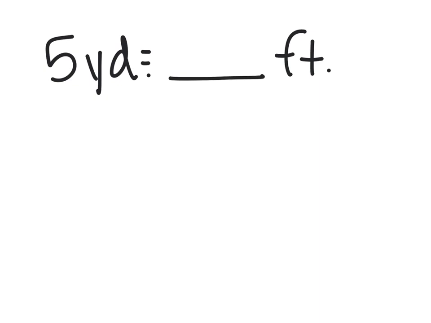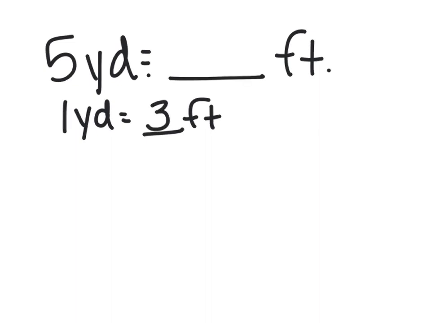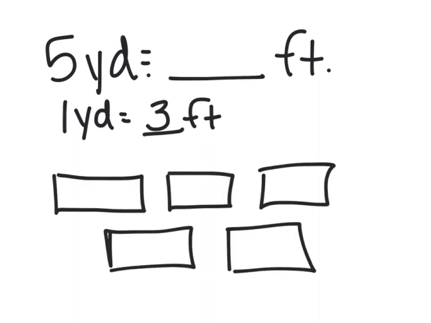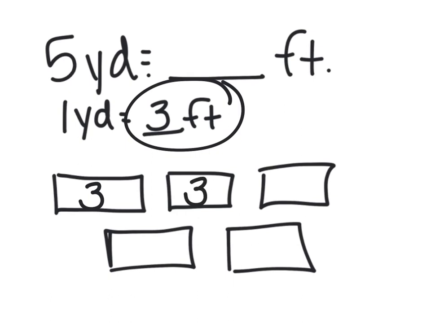Okay, our next problem is going to be 5 yards equals how many feet? Again, we can multiply or we can add. So the main measurement we need to think of is 1 yard equals how many feet? 3. So now we're going to pretend each box is 1 yard. If each box is 1 yard, that means each box is also 3 feet. So that would be 3 feet here, 3 here, 3, 3, and 3.